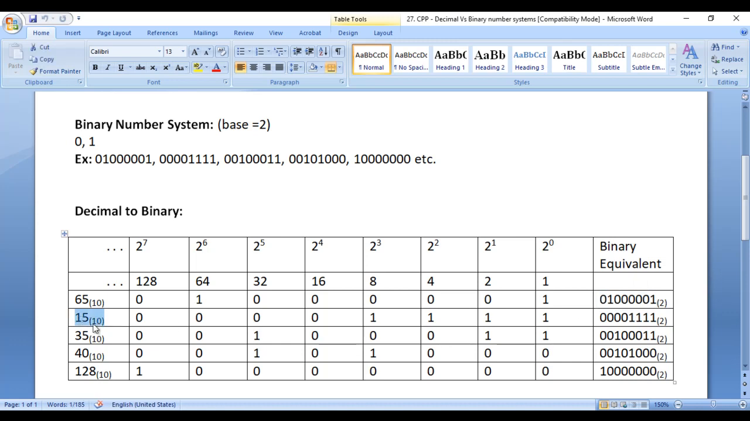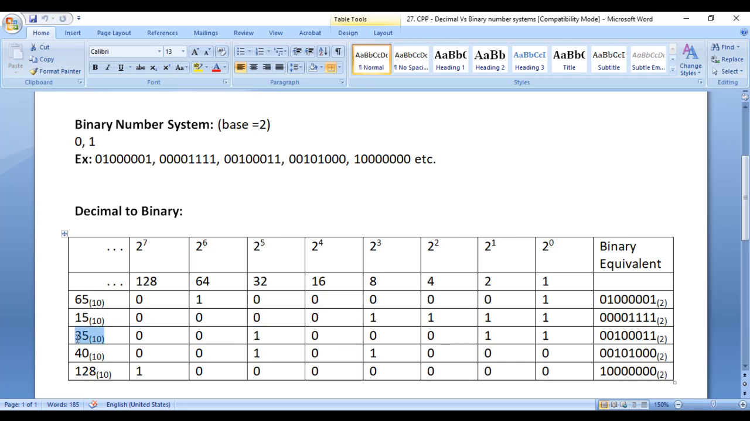Let's convert 15 to binary equivalent number. On adding 8 plus 4 plus 2 plus 1, we get 15, because 8 plus 2 is 10, 10 plus 4 is 14, 14 plus 1 is 15. So underneath 8 we write 1, underneath 4 we write 1, underneath 2 we write 1, underneath 1 we write 1, guys. And in the remaining places we put zeros if it is an 8-bit computer. So we got 00001111, that indicates 15.